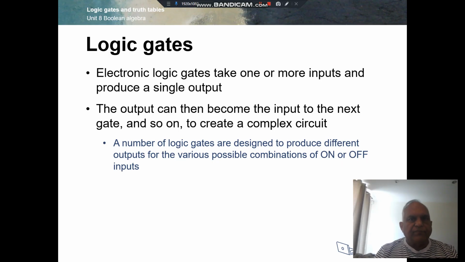Electronic gates take one or more inputs and produce a single output. The output can then become the input to the next gate, and so on, to create a complex circuit. So we are basically going to build a logical circuit, starting from one circuit and joining it with others, so that it becomes a complex circuit.